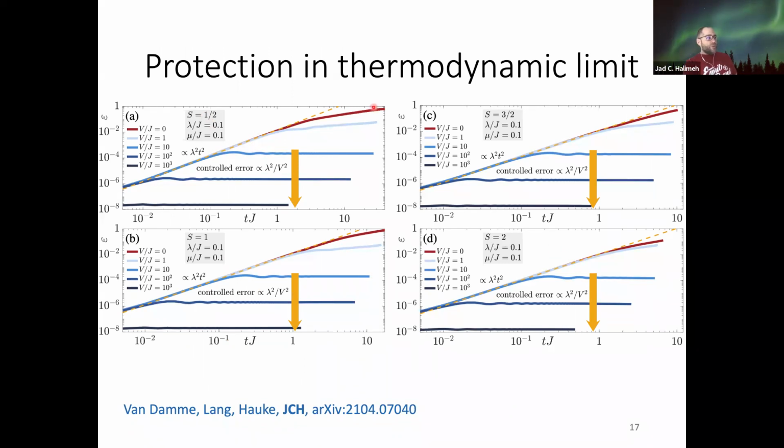And the red curve is without any protection. So I'm setting my violation to lambda equals 0.1. And you see that this just keeps growing as lambda squared t squared until it starts saturating to a maximal violation value. And then here I show you the different values of V. And again, this is all in the thermodynamic limit because infinite matrix product states work directly in the thermodynamic limit. You see a suppression in the plateau of your gauge violation as lambda squared over V squared. And this time scale happens at 1 over V. It's proportional to 1 over V.